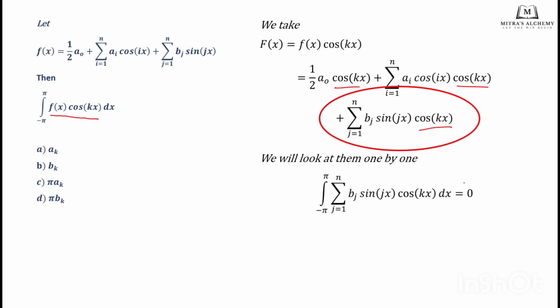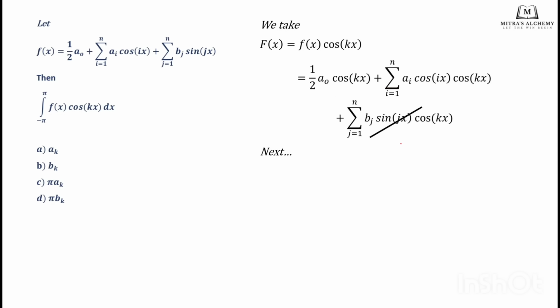How is that? Because this is an odd function. And what makes it an odd function? This sin x term. Sin x itself is an odd function, thereby making the entire function an odd function. And the integration of any odd function from minus pi to pi is always 0. Hence, I get rid of the last term.